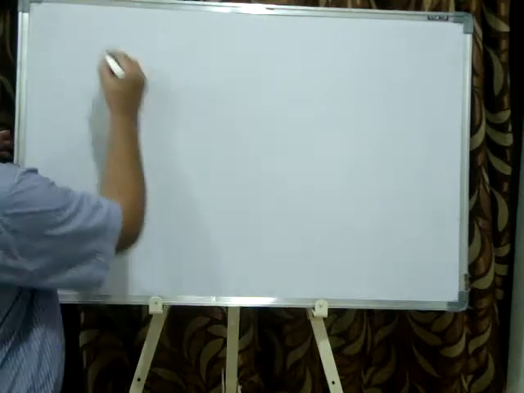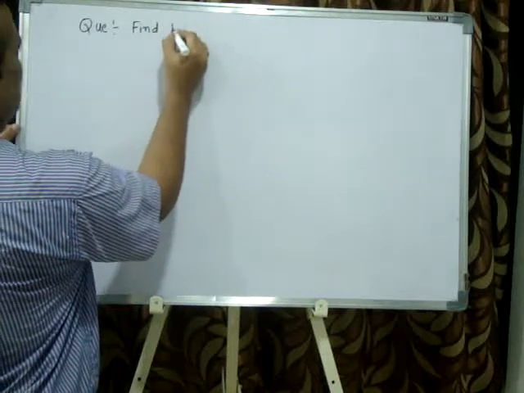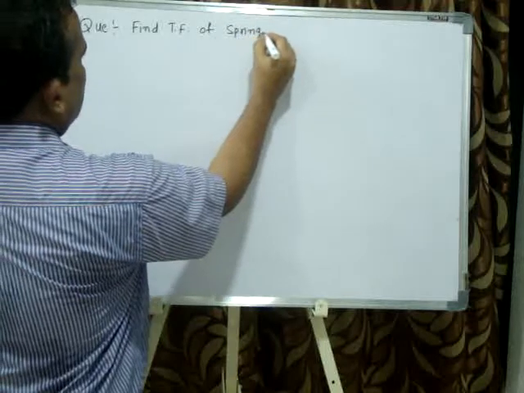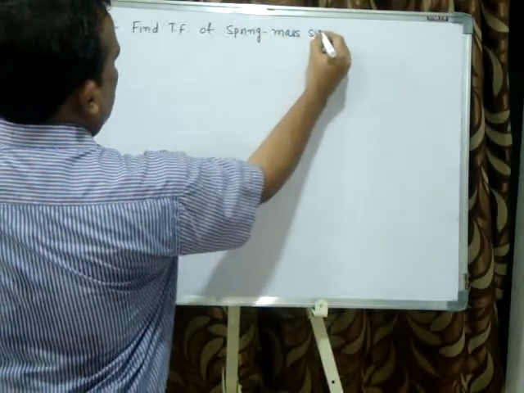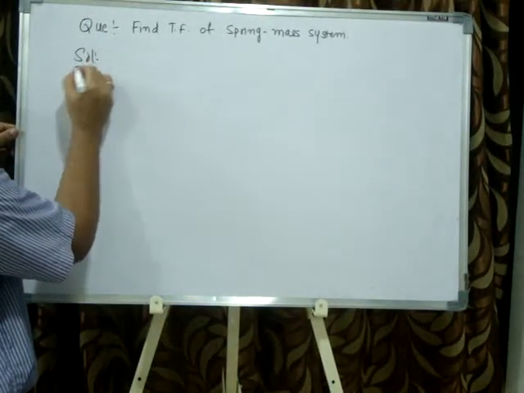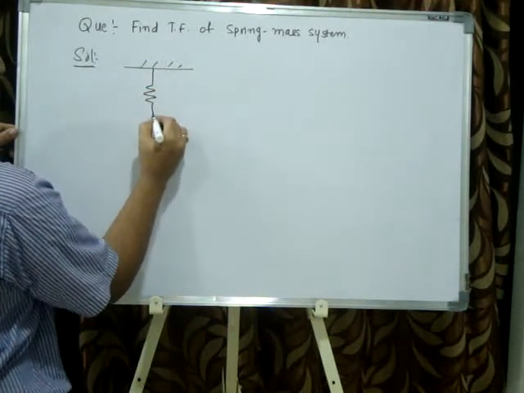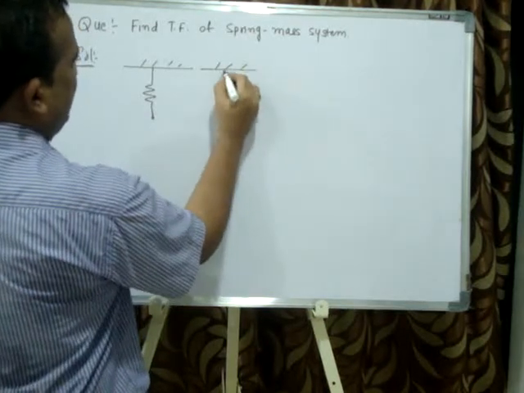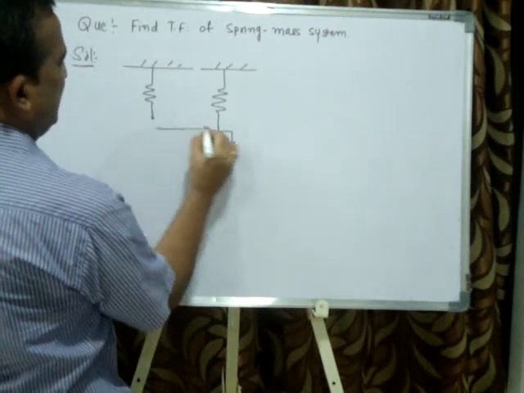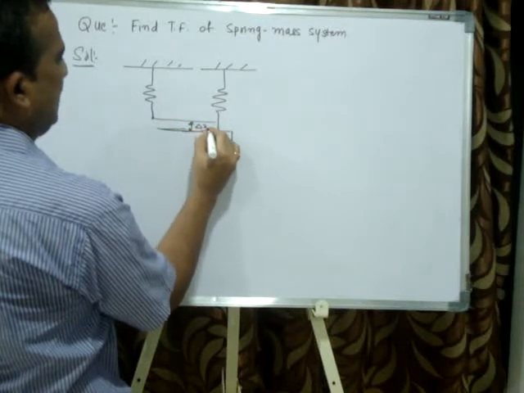Okay, the question is: find the transfer function of a spring mass system. The solution: you draw a spring. Fine, one spring. Then I'll attach a mass to this spring. Slightly there is a static deflection, called the static deflection, delta x. It's a very small deflection.